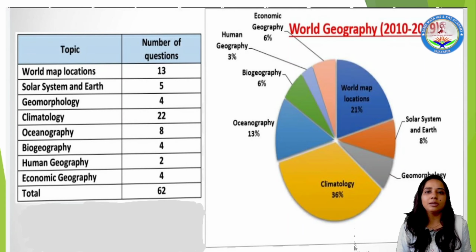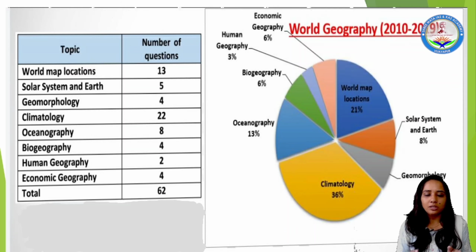This pictorial representation is from the year 2010 till 2019. Compiling the 9 years together, we have seen that questions have almost come from climatology, along with the world map locations, and oceanography together carries a larger number of questions. You can see the number of questions that have arisen. I have given a detailed table here, where you can see the climatology part has asked 22 questions. Divide that by 9, and you will see that usually 2 to 3 questions arise in the climatology part, and location plays a major role.